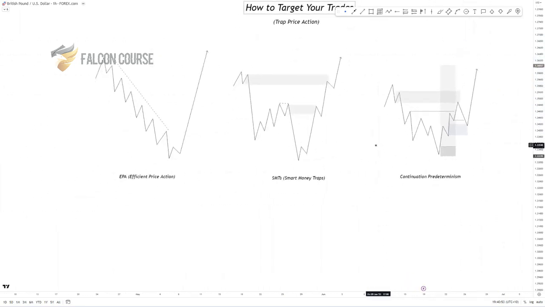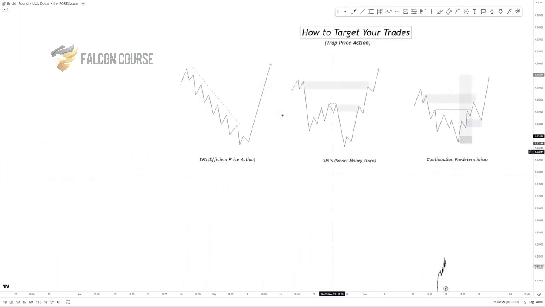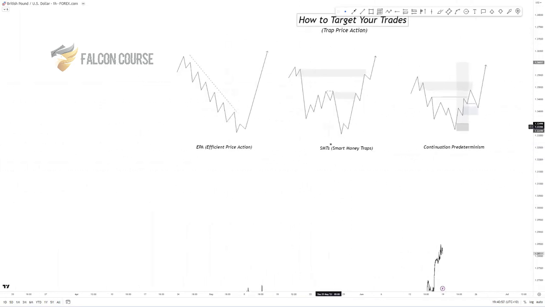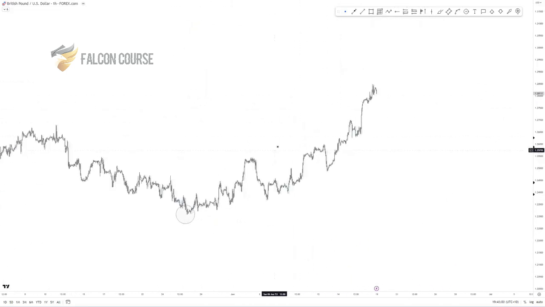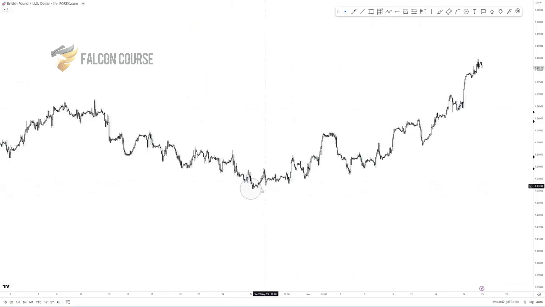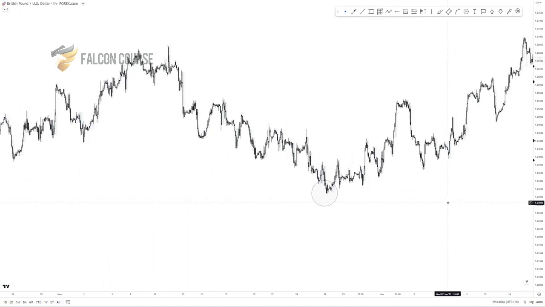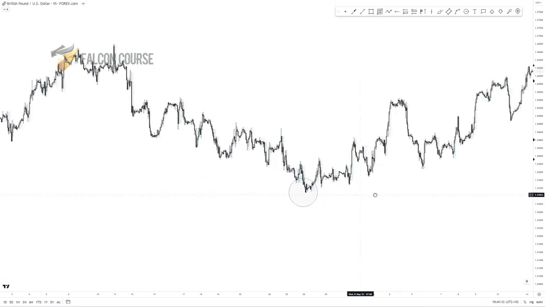Okay, let's look at some examples. We'll try and follow EPA and smart money traps basically. We're on the 1 hour. Let's look at this one first. So just have the mindset that we're in a trade here. We're already in a trade, and we're like, okay, where do I target? And you're not sure where to target.